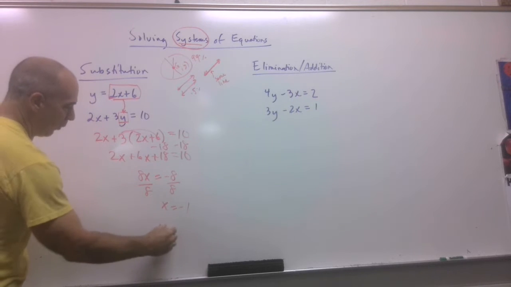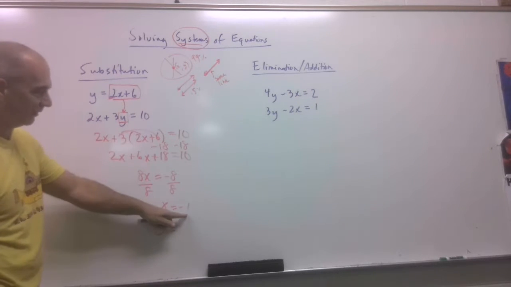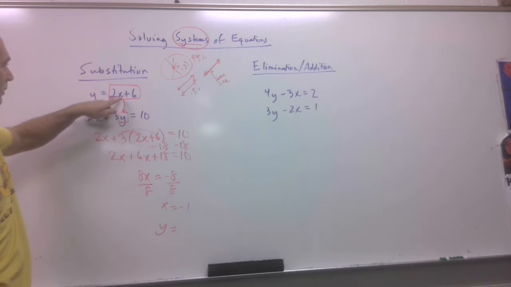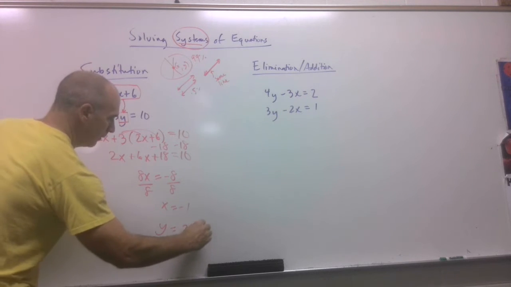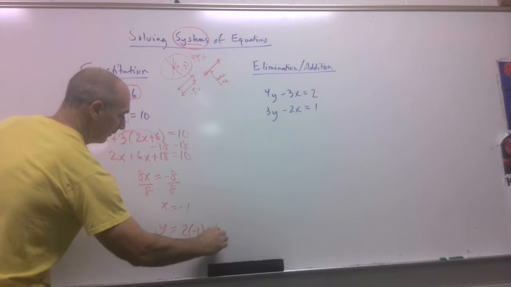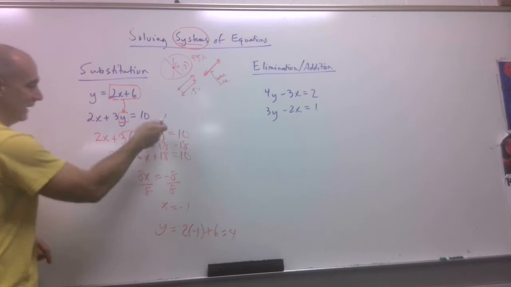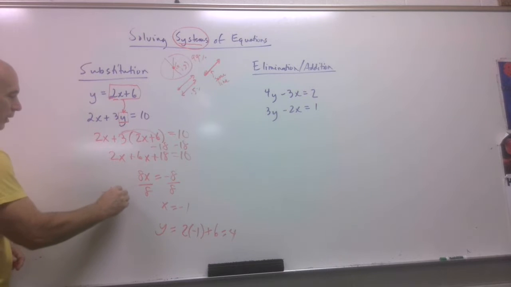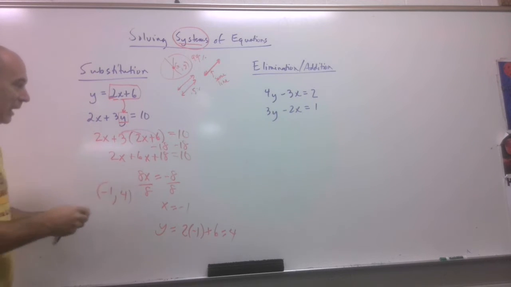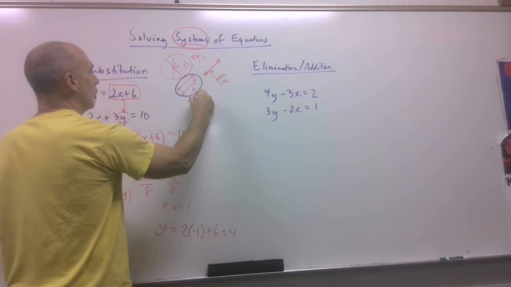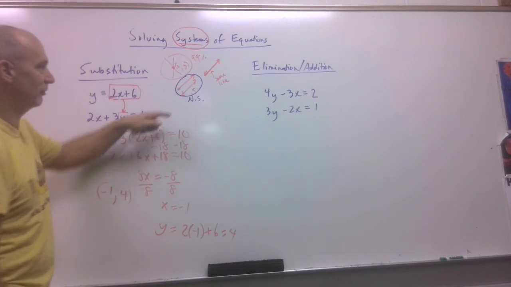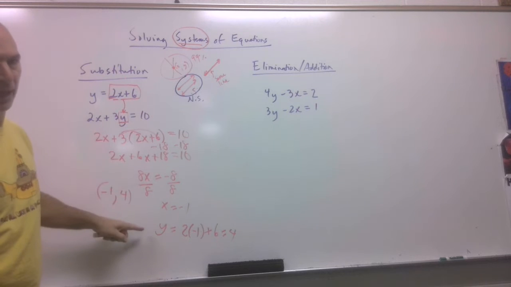So I still need to find y. You might as well put this in the easiest place possible, which would be right here. So that's 2 times negative 1 plus 6, which would be 4. So my answer here would be (negative 1, 4). Now, I alluded to sometimes you get parallel lines, which is no solution. But the question is, how would you know that in your math?